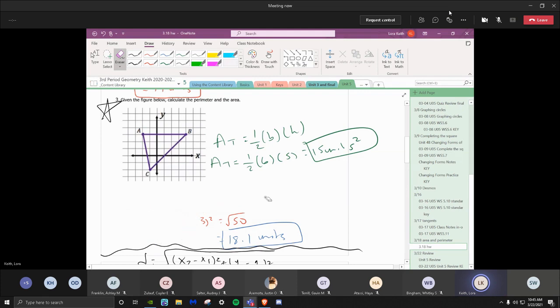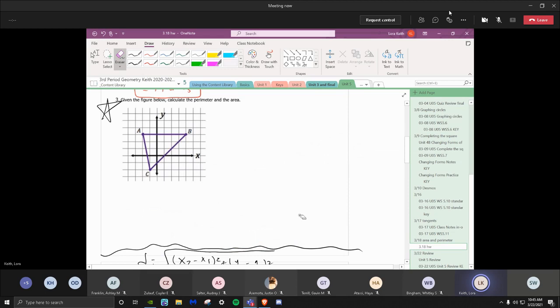So don't worry about those two problems on the review sheet. They're a little bit harder than what you'll see on the test. So just make sure you know how to do the ones for triangles.